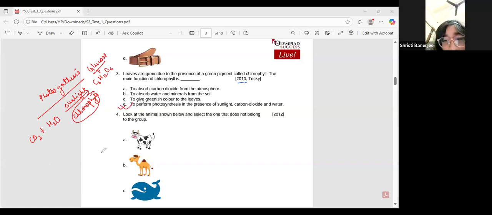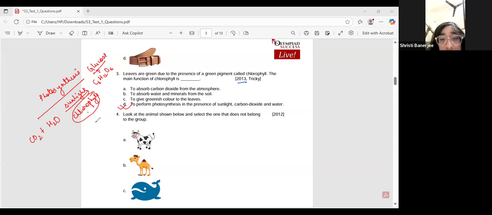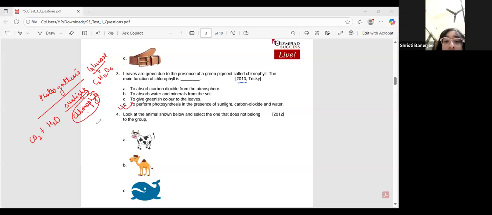Yes. Okay. Now, here it is: to give greenish color to the leaves. This is also true, but as per the question, we are not supposed to choose this one, because all plants which appear green are due to this chlorophyll pigment, because chlorophyll is green in color. But the function of chlorophyll in photosynthesis is to prepare the food. Is that clear? Okay. Now moving to the next part.